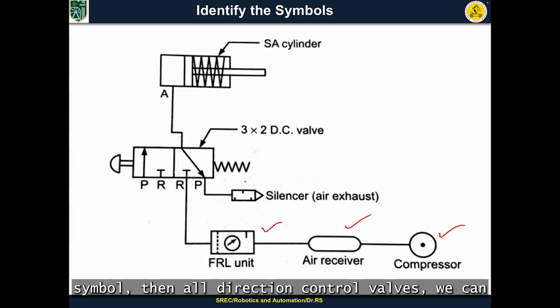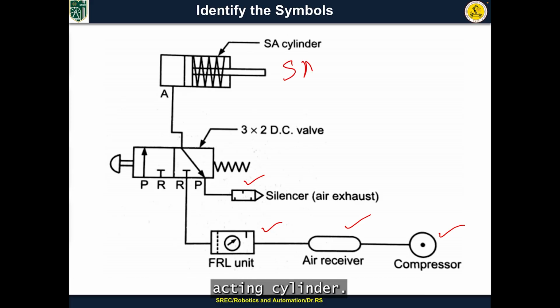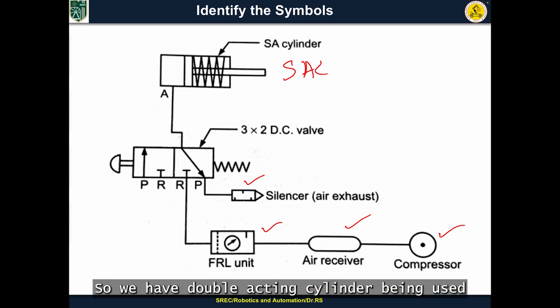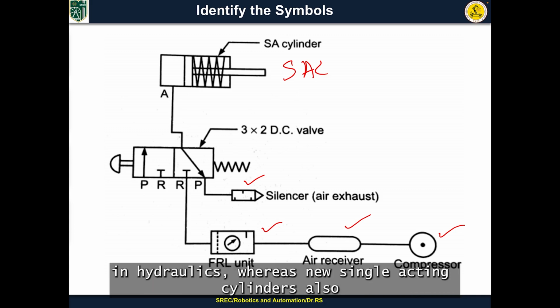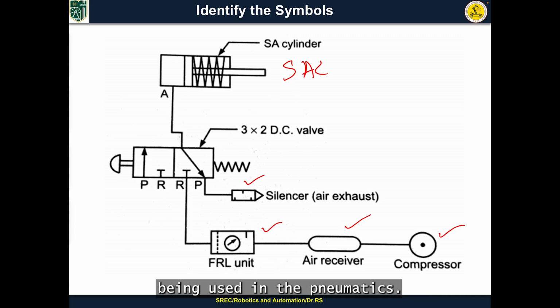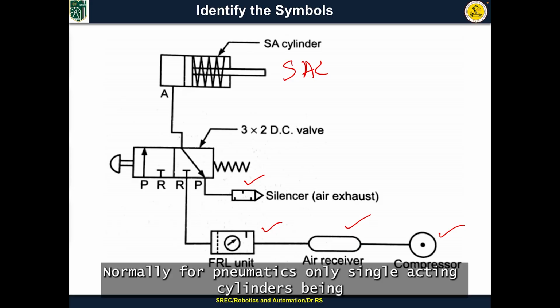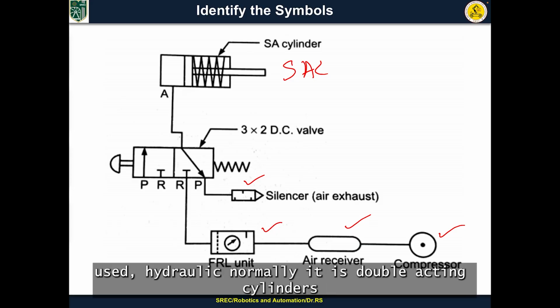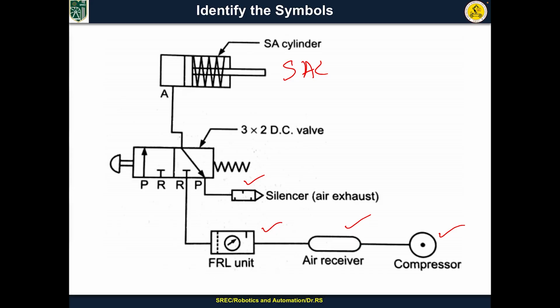Then all direction control valves, we can have a silencer being used. We can find it. Then we have a single acting cylinder. So we have double acting cylinders being used in hydraulics, whereas single acting cylinders are also being used in pneumatics. Normally for pneumatics only single acting cylinders are used. For hydraulics, normally it is double acting cylinders being used.